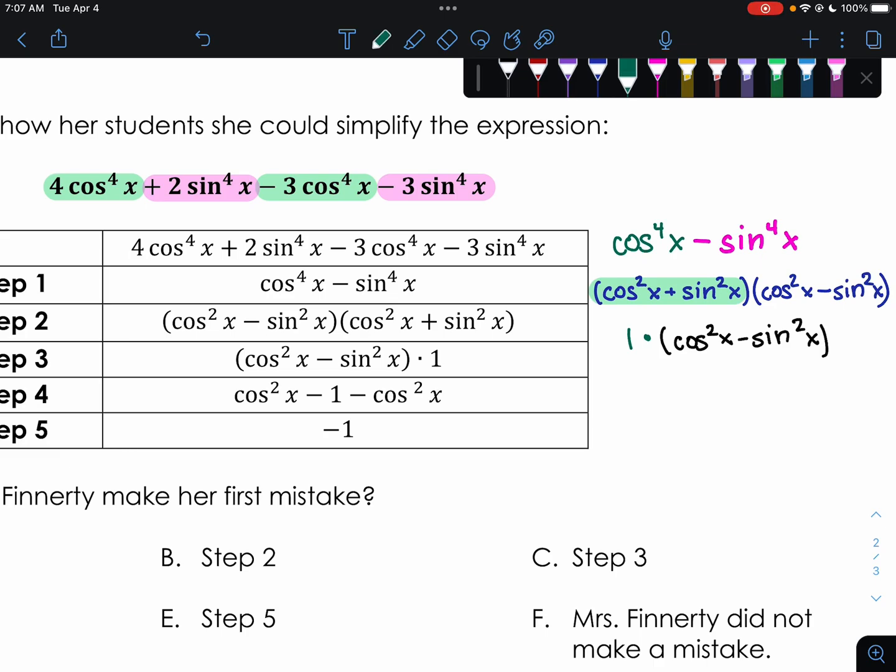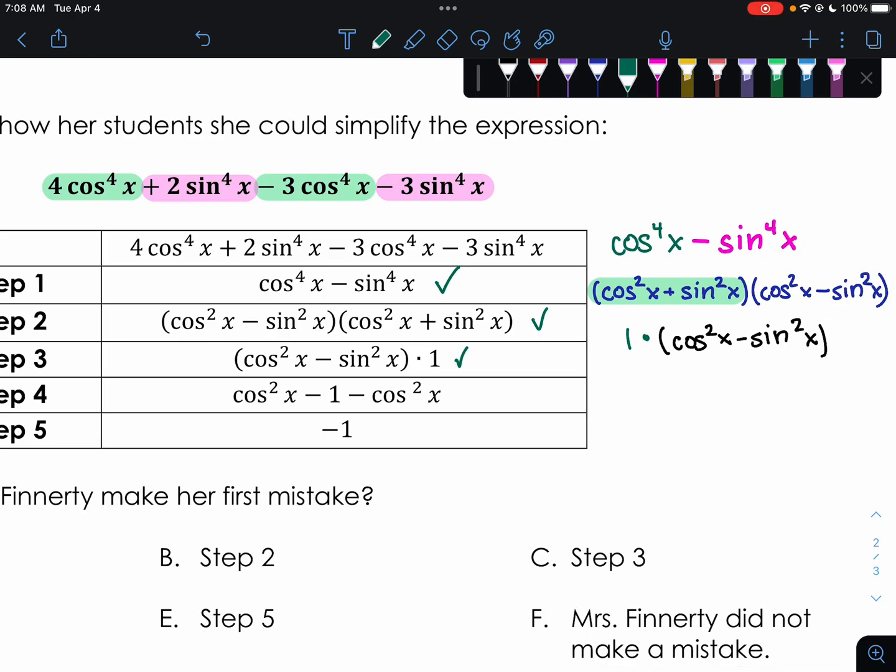Now, let's go ahead and look over. So this first step that she did was correct. The second step where she factored it is also correct. And her turning it into a 1 is also correct. So far, so good. Now, notice that the sine squared is no longer there. So what it looks like she did is she replaced it with the Pythagorean identity that is solved for sine, which would be 1 minus cosine.